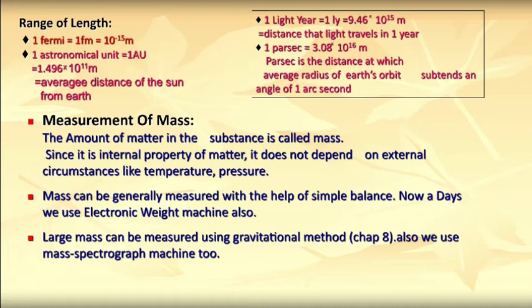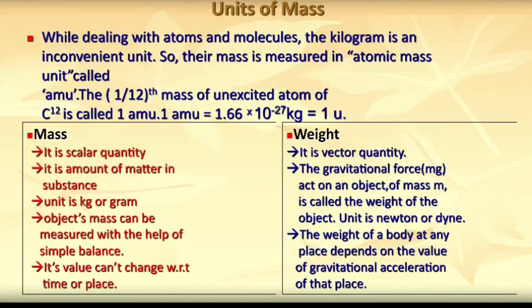Now let us take another point, the unit of mass. While dealing with atoms and molecules, the kilogram is an inconvenient unit. So their mass is measured in atomic mass unit, called AMU. 1/12th of the mass of an unexcited atom of carbon-12 is called 1 AMU. So 1 AMU is equal to 1.66 into 10 raised to minus 27 kilogram.